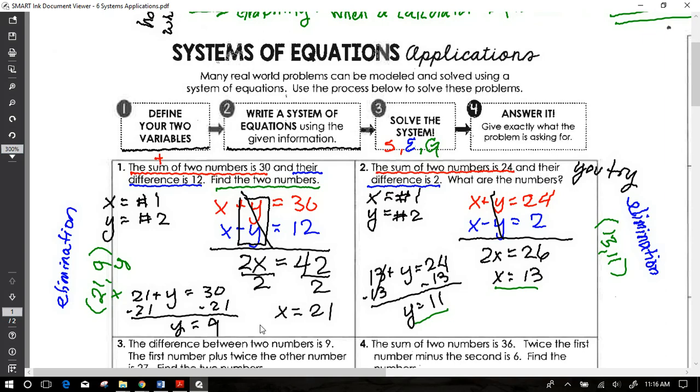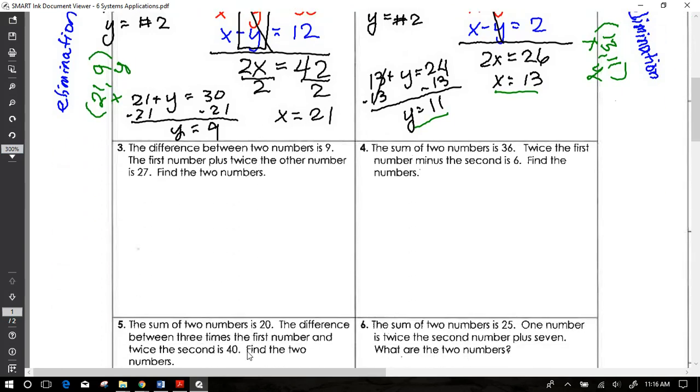And then I took my x variable and I put it in here first. My y variable was second. Great job. Let's go take a look at number 3.